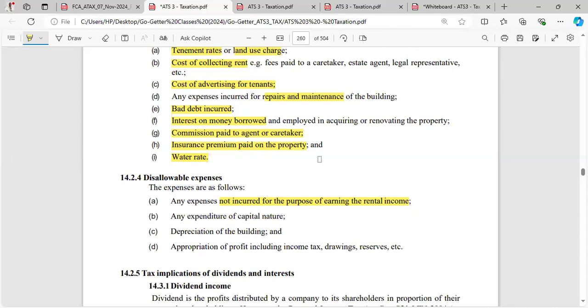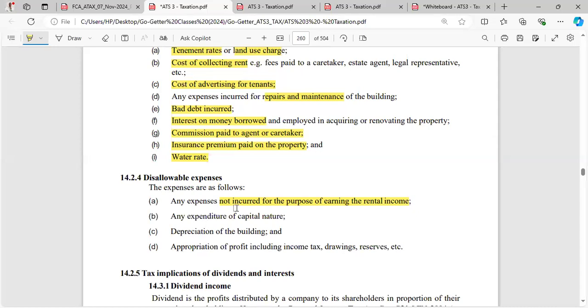So let's say you paint the whole building. The paint that you spent on the landlord's part needs to be deducted because the landlord will not be collecting income from himself. If you make repairs, only the repairs to the tenant side will be recognized.